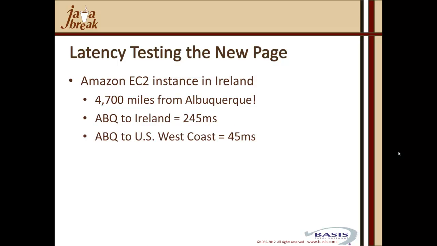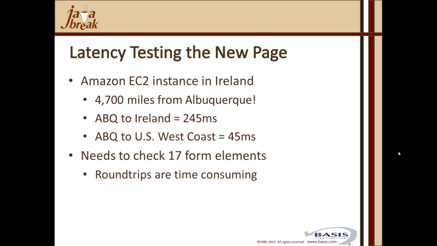So we took an Amazon EC2 instance in Ireland, fired one up there, which is 4,700 miles from Albuquerque, and Albuquerque to Ireland gave us a 245 millisecond latency. Really very good example of what we hoped was the worst case latency that we might experience. By comparison, from our Albuquerque offices to our live server on the US West Coast was only a 45 millisecond latency. So in looking at the application and checking the latency, we obviously know that we have to check 17 form elements, and those round trips are time consuming.